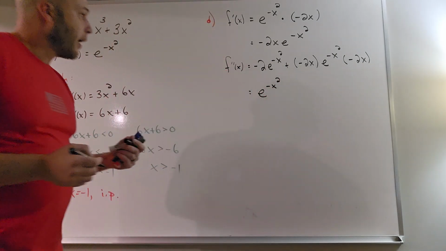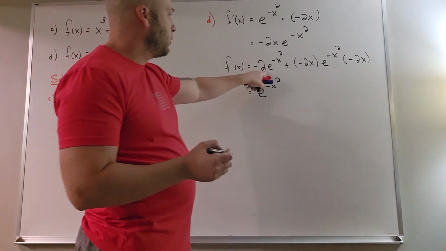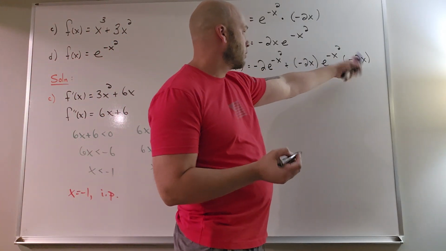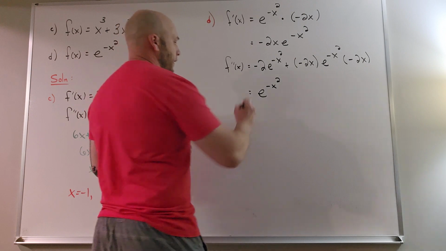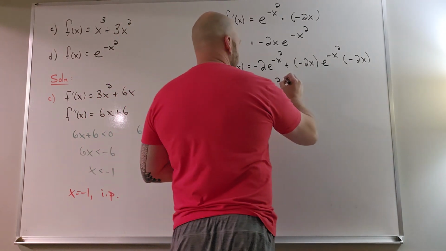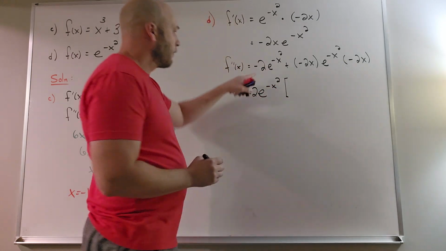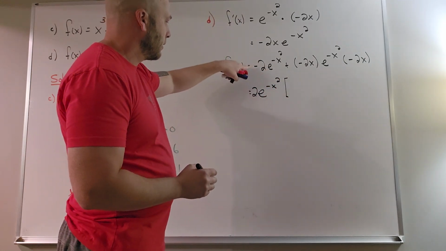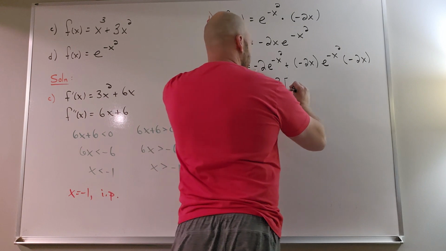What else do they both have? Well, this has a 2, this has 2 and a 2, so it's got a 4, but it has a 2. So I'll actually factor out 2 e to the negative x squared. So what would be left over after we factor those out? From the first term, the only thing that would be left would be a -1.